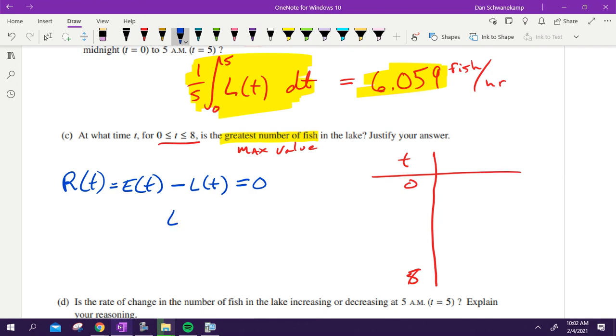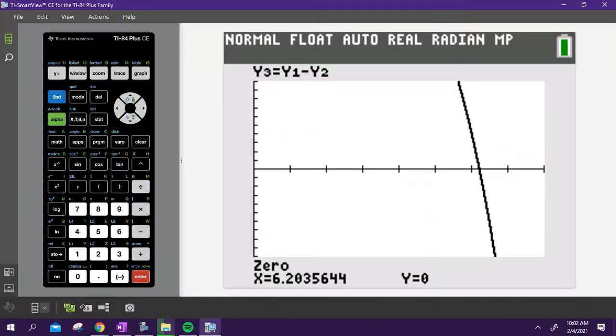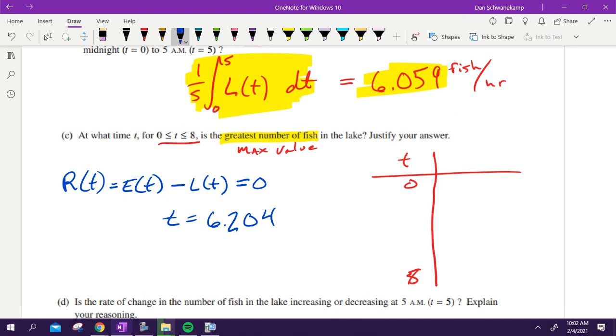So when is E of t minus L of t equals 0? When t equals 6.204, sorry. Oh, did I round wrong? That's my critical point. So I'm going to put that on my table as well.